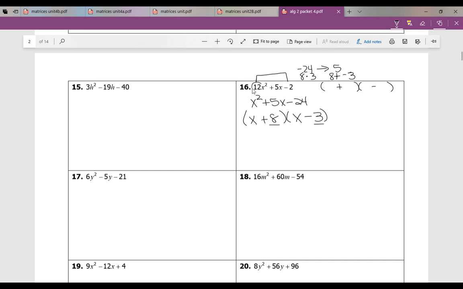Then I have to go back and grab my 12. And I have to divide both of those numbers by 12. Now, they do not divide out evenly, but they do reduce.